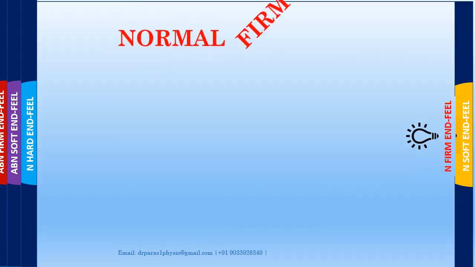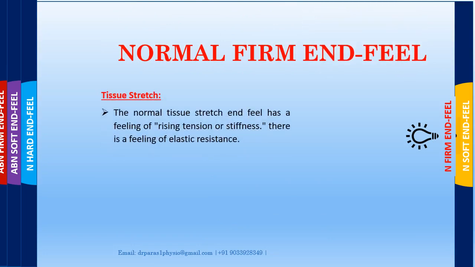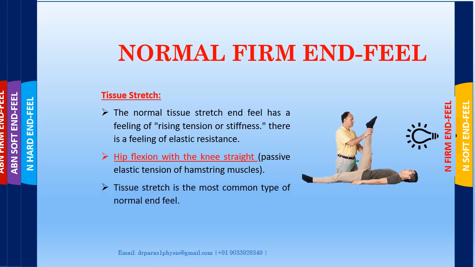Normal firm end feel. Tissue stretch. The normal tissue stretch end feel has a feeling of rising tension or stiffness. There is a feeling of elastic resistance. For example, hip flexion with the knee straight. That mainly occurs because of passive elastic tension of the hamstring muscle. Tissue stretch is the most common type of normal end feel.